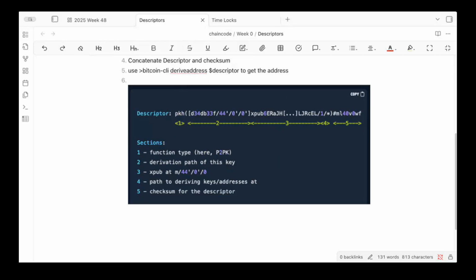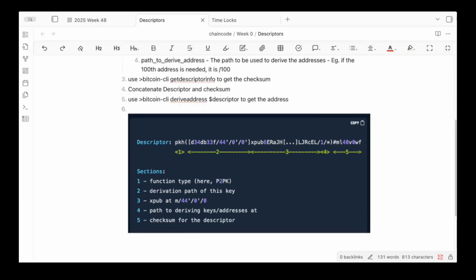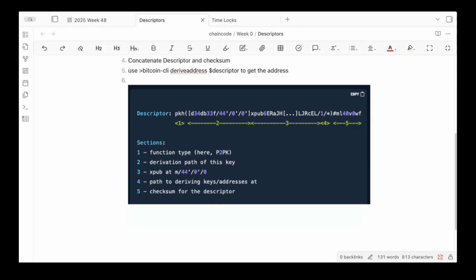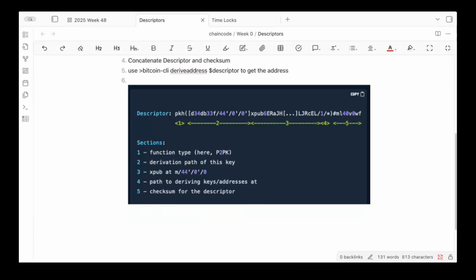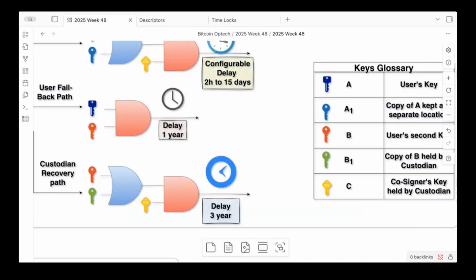For a taproot, in our case, this will become p2tr, and you'll have to specify from which xpub, what is the master's derivation, then the xpub from which you are going to derive the keys that you are going to use here, all the keys. So all these things you have to save and communicate between the users.